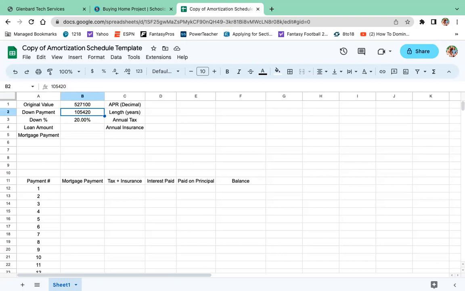So we kind of want to leave it like that so we can play around with our down payment. All right. But you should have your original value in. You should have your down payment. Okay. This should be set up as a percentage. Honestly, it's going to be really easy to change all these numbers around because what we're doing up here is kind of our legend area.